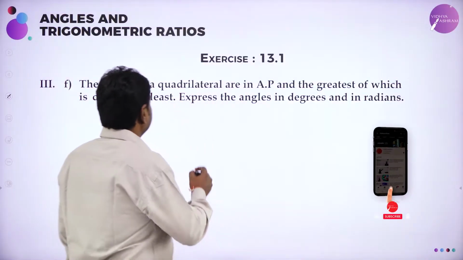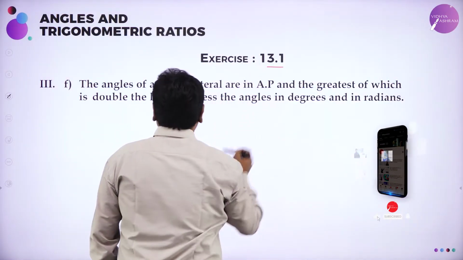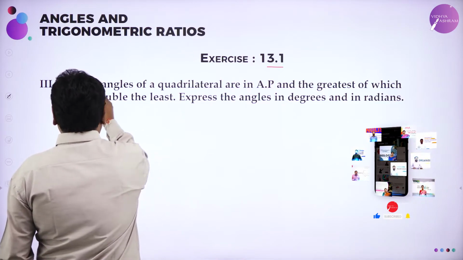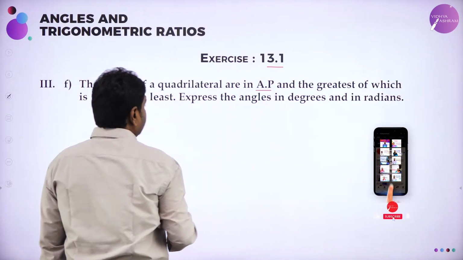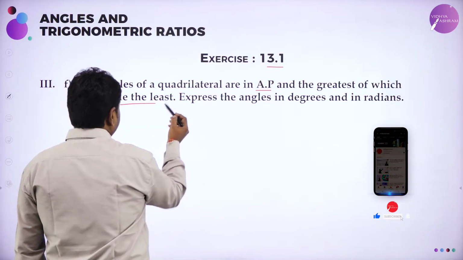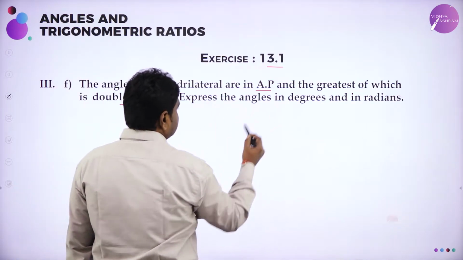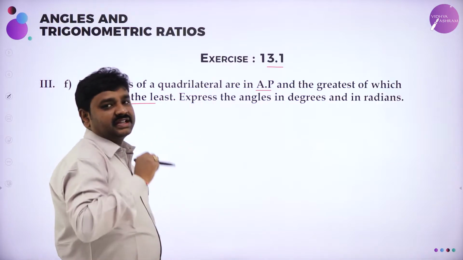So now in exercise 13.1, the angles of a quadrilateral are in arithmetic progression, the greatest of which is the double of the least. Express the angles in degrees and in radians.